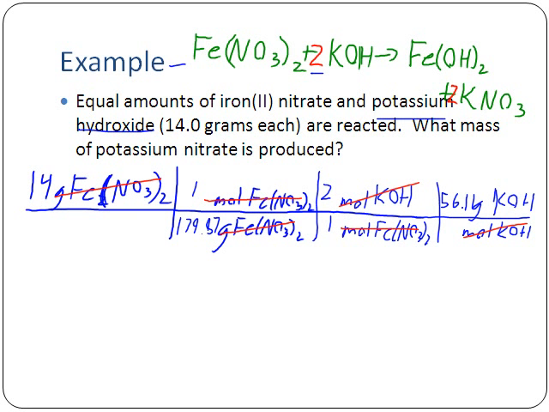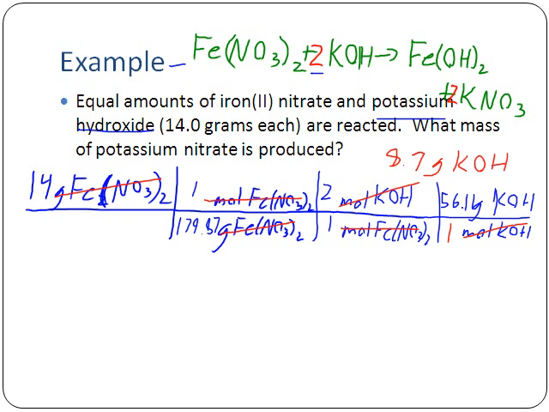And so from this, once again, we can multiply it out. We say 14 grams of iron 2 nitrate times 1 times 2 times 56.11, and we're going to take that and divide it by what's on the bottom, 179.87, and then divided by 1. And so when you do this, we get a final answer of 8.734. To 2 significant figures would be 8.7 grams of potassium hydroxide.